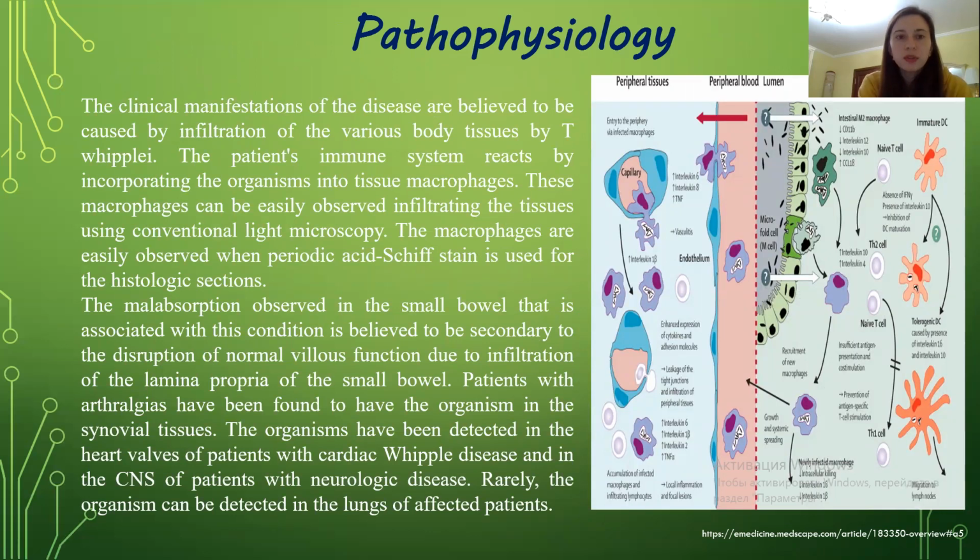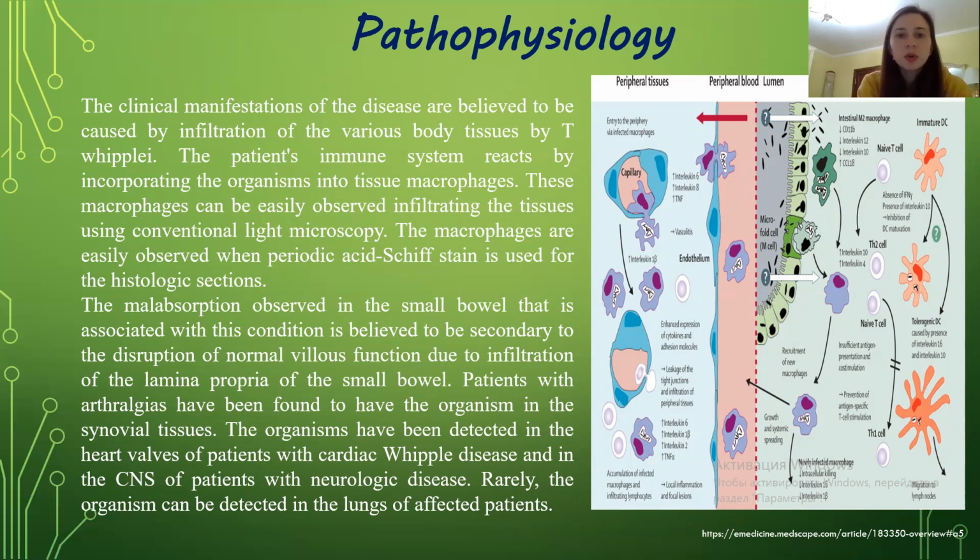Pathophysiology of Whipple disease. The clinical manifestations of the disease are believed to be caused by infiltration of the various body tissues by T. whipplei. The patient's immune system reacts by incorporating the organism into tissue macrophages. These macrophages can be easily observed infiltrating the tissues using a conventional light microscope. The macrophages are easily observed when periodic acid-Schiff stain is used for the histologic section.